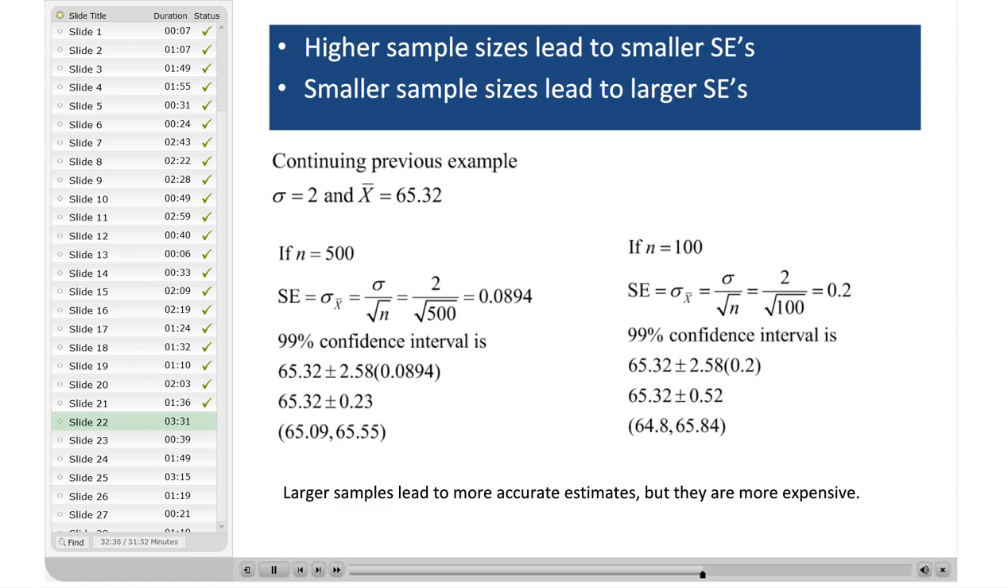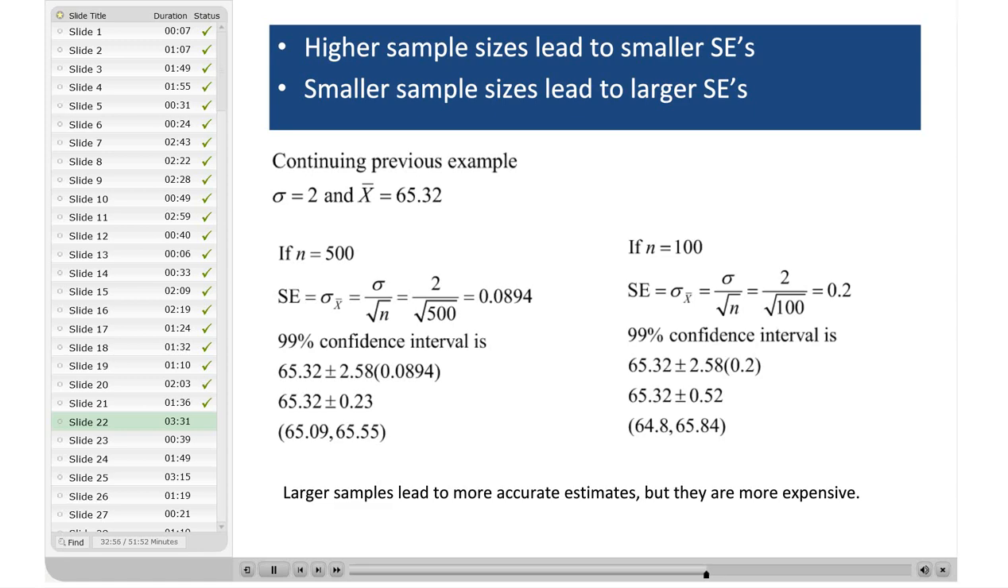Now let's just imagine that instead we had a sample size of only 100, but we still have a sample mean of 65.32. Well, now our standard error is going to be 2 divided by the square root of 100, and so we're going to get 0.2. Notice that this is quite a bit bigger than the standard error we got on the left.